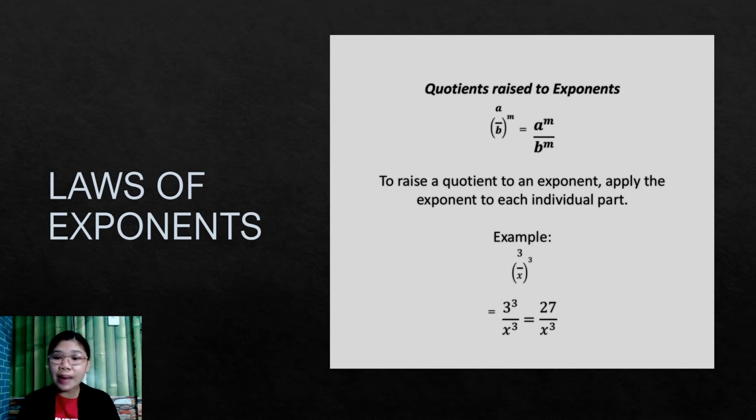So as an example, we have here the quantity of 3 over x raised to the exponent 3. So you have to distribute the exponent 3 to the numerator 3 and then to the denominator x. So 3 cubed is 27, x cubed. So we have here the final answer: 27 over x cubed.